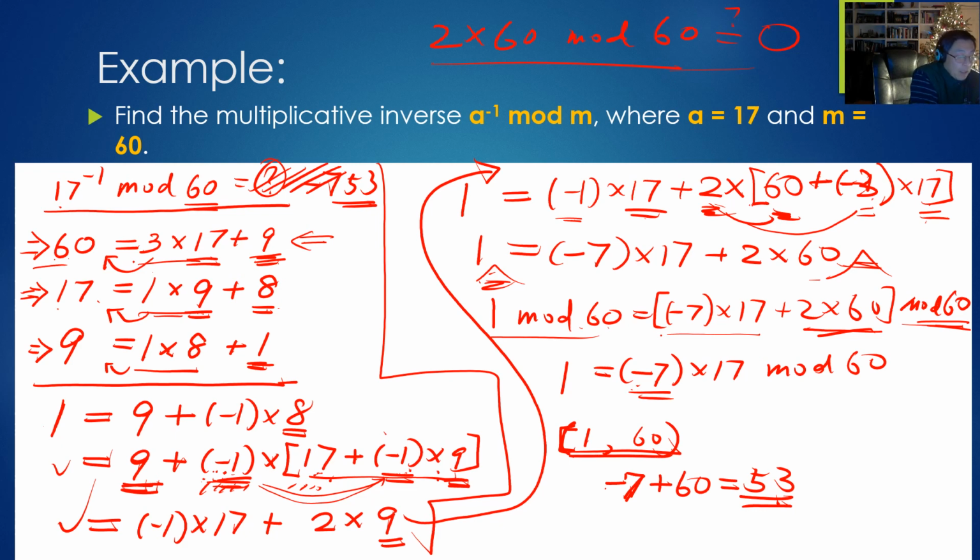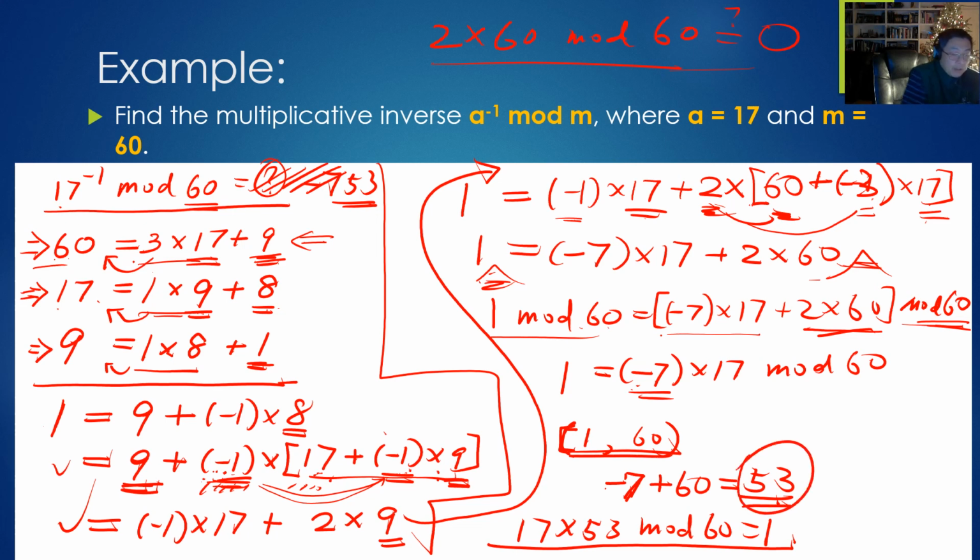Can you verify this? I can leave that to you. You just need to verify that 17 times 53 mod 60 is 1. You just need to verify this. So that's the answer. 53 is the answer.